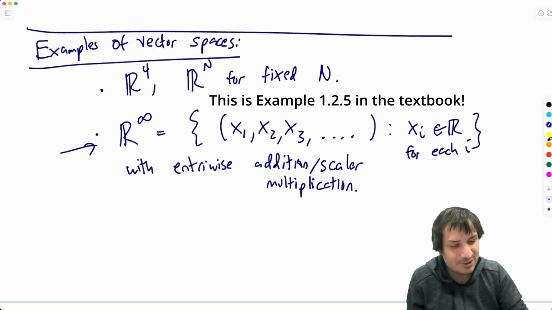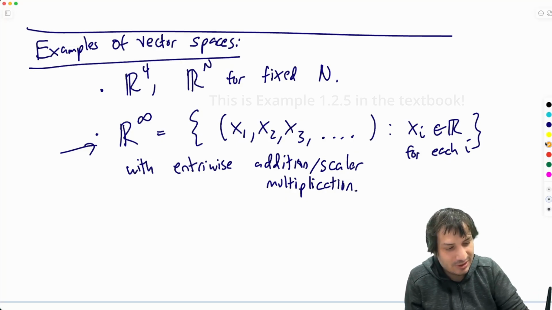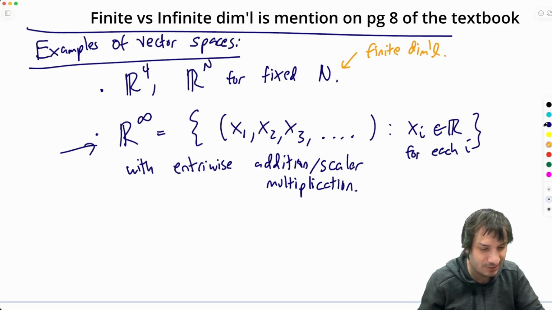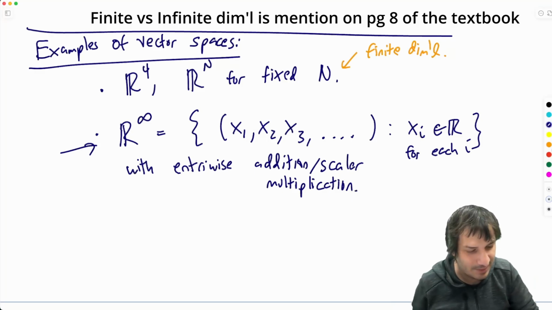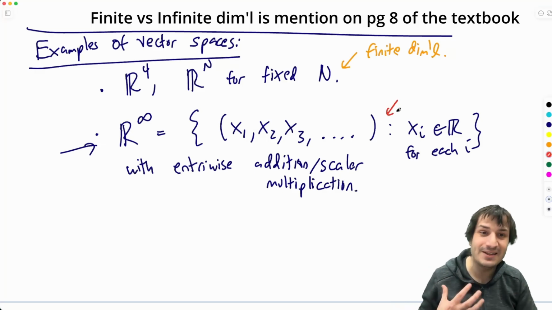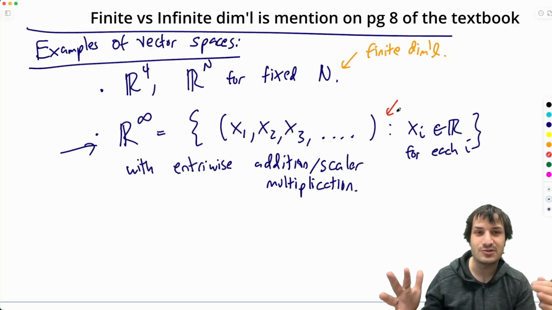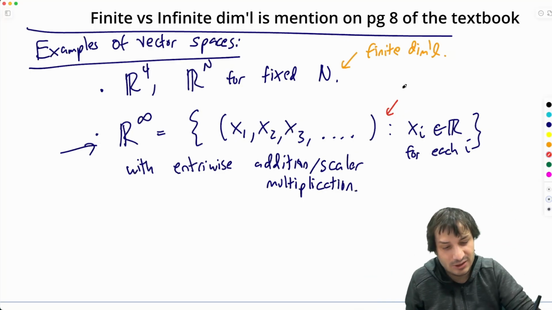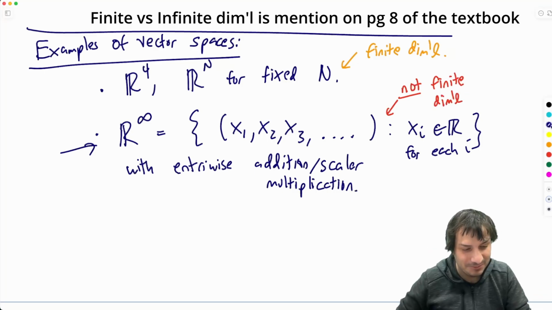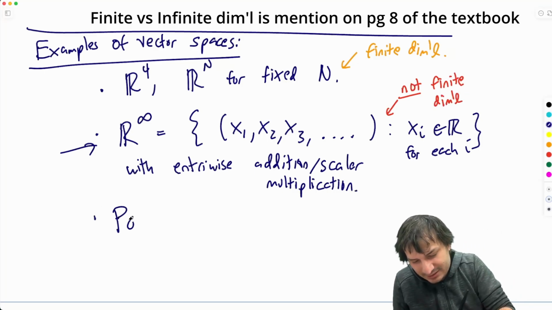This is an infinite dimensional space. So these ones are finite dimensional. And so this is our first example. If you took an algebra class, you know that the dimension is something about the size of the basis and so on. I'm not going to get into it here. This one is not finite dimensional. There is no finite set of vectors that can span the entire space. The next example I want to do is the space of polynomials.